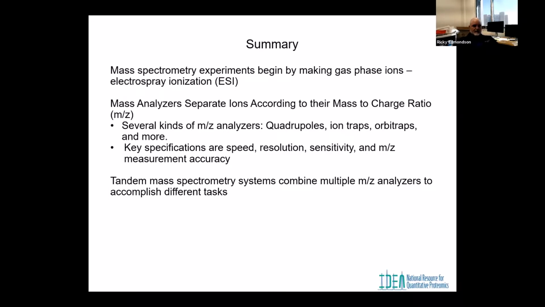So mass spectrometry experiments start, we have to get the ions into the gas phase. The mass analyzers allow us to separate their mass to charge ratio. A couple of different types: quadrupoles, ion traps, Orbitraps are the newest version of this. And through the years, the instruments always get faster and more sensitive, and so they're able to handle more complex mixtures that we throw at them.